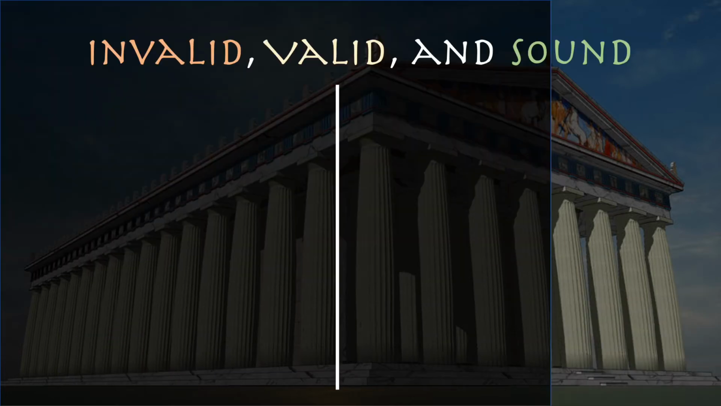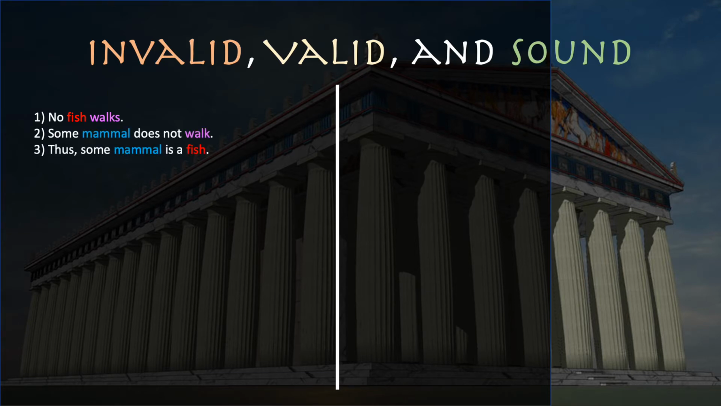Let's look at some examples of invalid, valid, and sound syllogisms. Here's our first example. Premise 1, no fish walks. Premise 2, some mammal does not walk. Conclusion, some mammal is a fish.